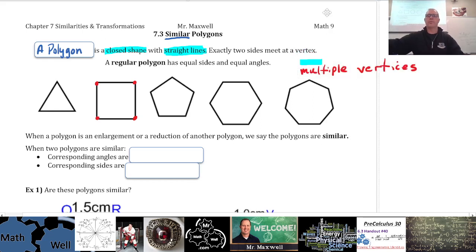All right, so let's see. A regular polygon has equal sides and equal angles. So when we talk about a regular polygon, that means that all of the sides that are represented in the closed shape, all the sides are the exact same length. All right? So here, all of these sides are the exact same.